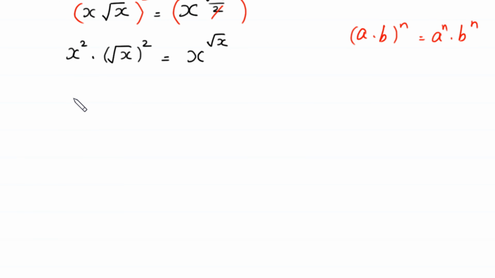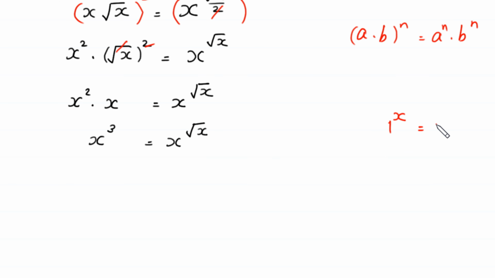Next, this square will be cancelled with this square root, and here left x cubed is equal to x to the power square root of x. Next, x squared times x is equal to x to the power square root of x. Now because any power of 1 to the power x is equal to 1, so we conclude that x is equal to 1. This is the first solution.